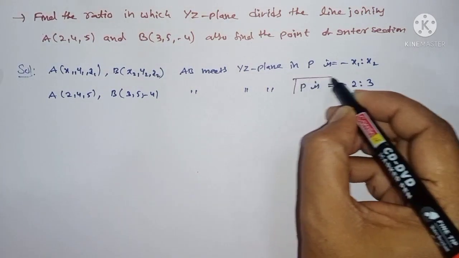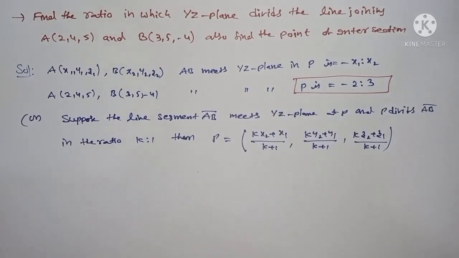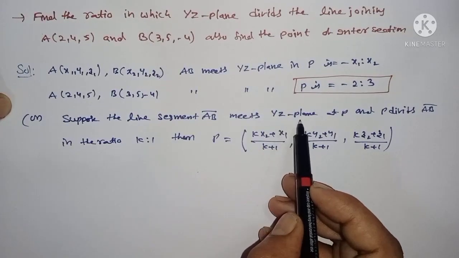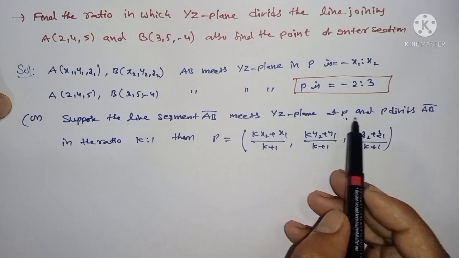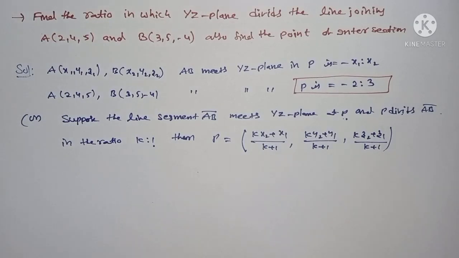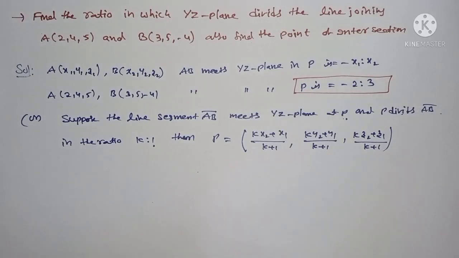This is an MCQ, so directly you can write this formula for the 1 mark. Now I am telling the process of how to find the solution using the formula. Suppose the line segment AB meets the YZ plane at P, and P divides AB in the ratio k:1, since we don't know the ratio. Then P is (kx2 + x1)/(k+1), (ky2 + y1)/(k+1), (kz2 + z1)/(k+1).